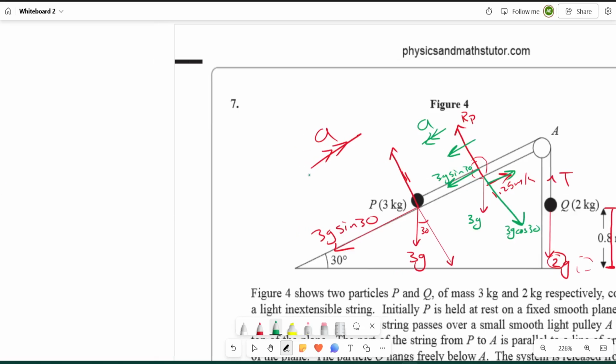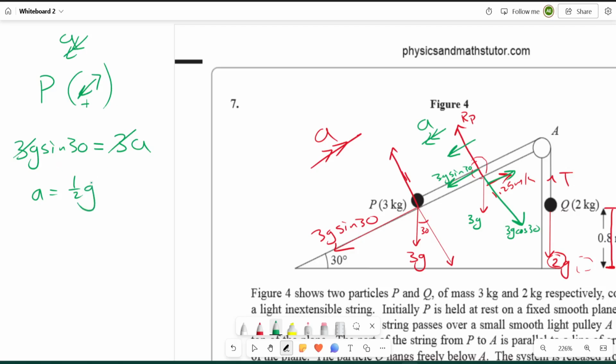So now I can write the equation of motion for P. In this direction, up and down the slope, taking this direction as positive because this is the direction of acceleration, it's going to be 3g sine 30, and that's going to be the only force. So I'm just going to equate it to mass times acceleration. I can divide 3 by 3. So acceleration is going to equal g sine 30, or basically half of g, because sine 30 is half.